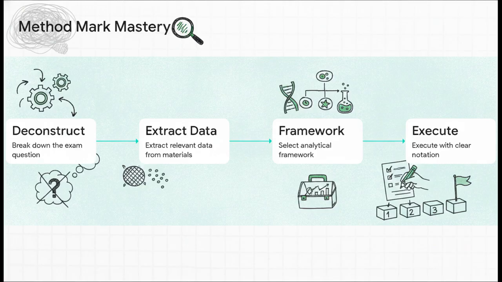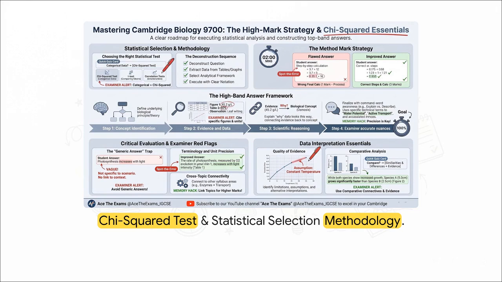3. Select your analytical framework, like making sure you choose the right statistical test. 4. Execute with extremely clear notation. If you write your steps out clearly, you catch those partial marks even if you stumble at the finish line. Let's actually see this safety net in action with statistical analysis.